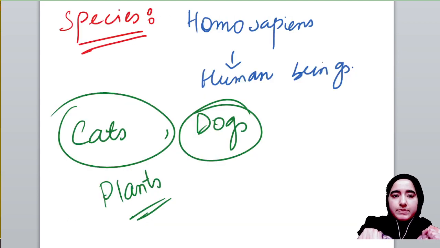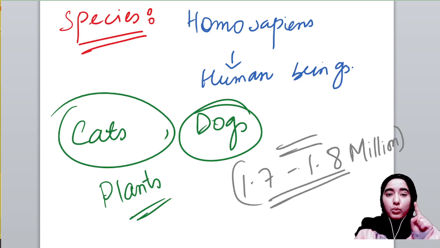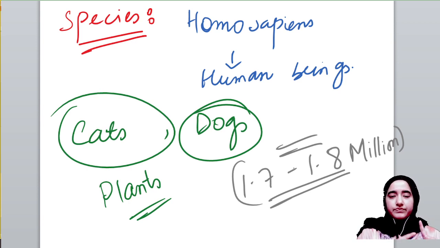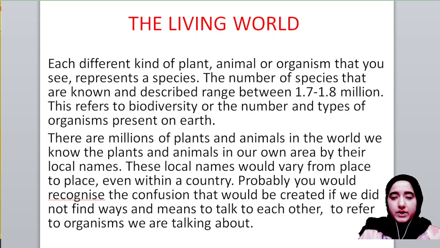And how many species have been discovered so far? The range is between 1.7 to 1.8 million. Oh my god, 1.7 to 1.8 million species we have discovered to date. We just know the species we are surrounded by, say for example, cats, dogs, plants or human beings, but there are approximately 1.7 to 1.8 million species on our planet.